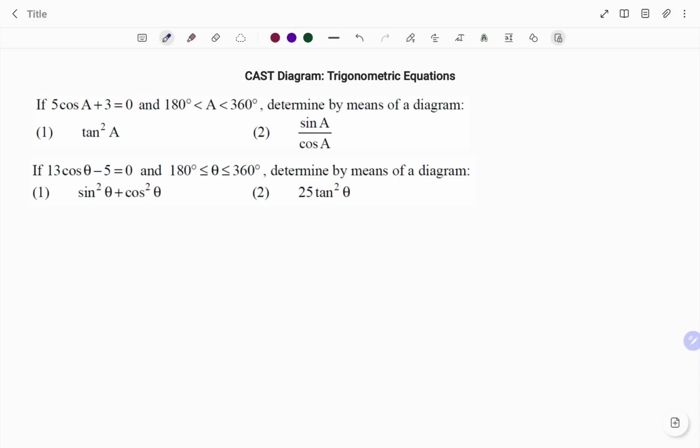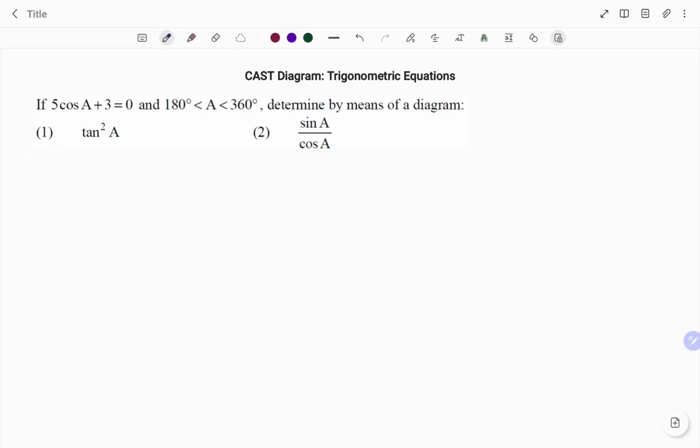In this video, I'm going to show you how to solve the following trigonometric equation with the use of a CAST diagram. In the first example, we have: if 5 cos A plus 3 equals 0 and 180 degrees is less than A is less than 360 degrees, determine by means of a diagram 1) tan squared A and 2) sine A over cos A.